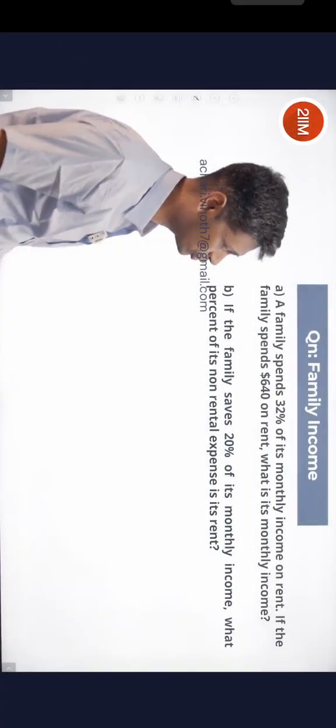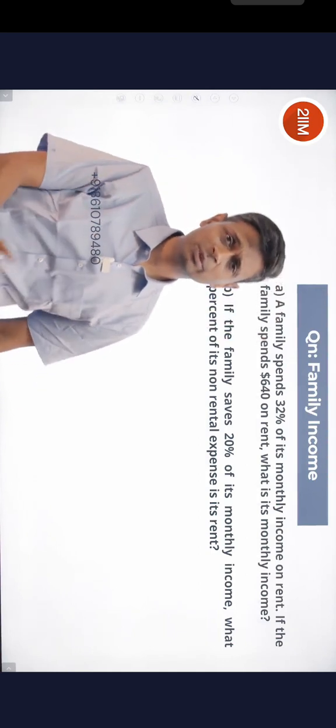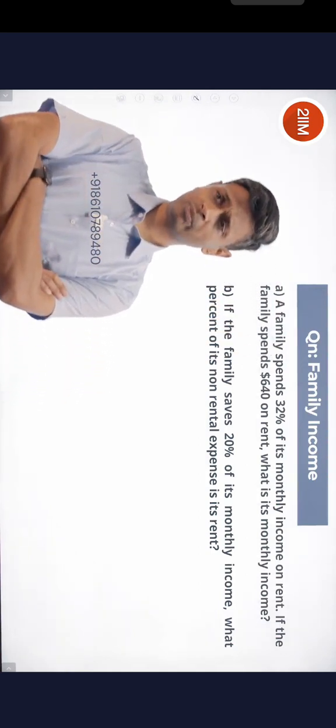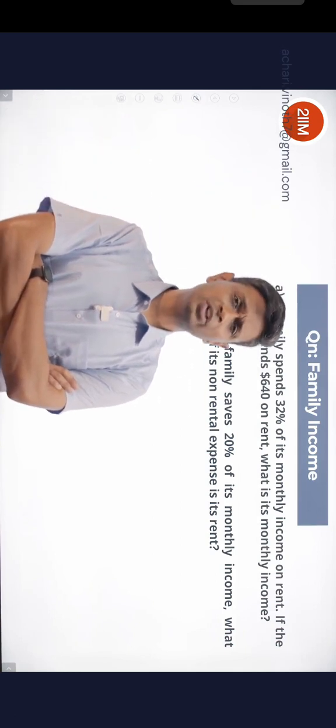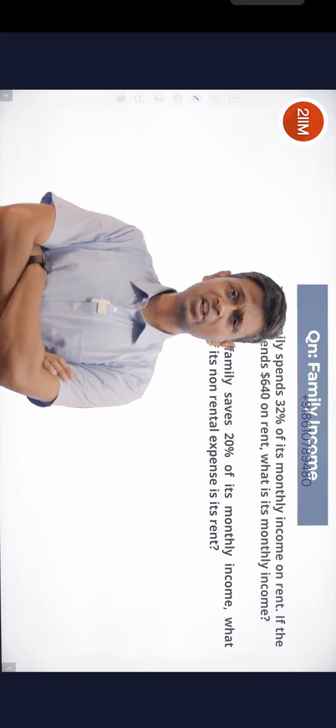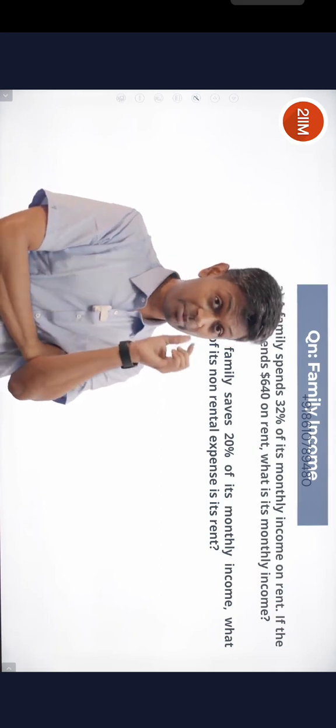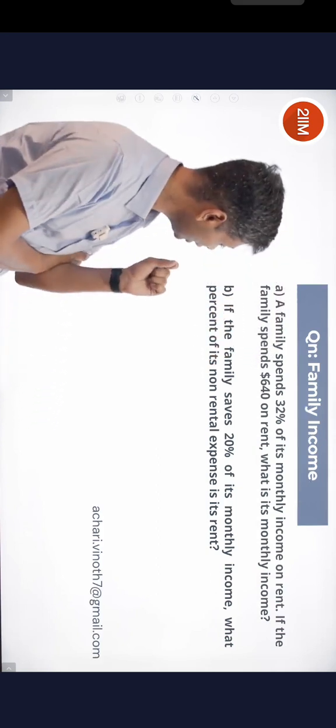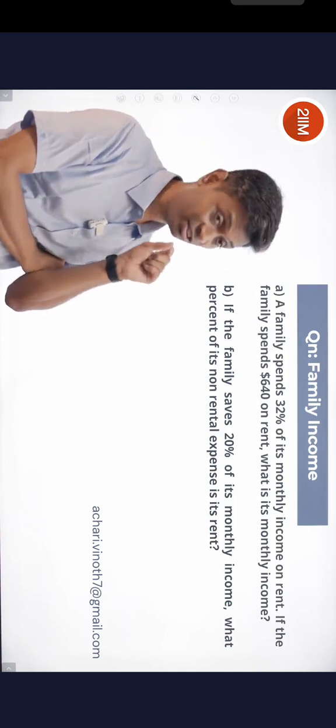Right? We'll do a bunch of questions. Try these two. We'll carry on. Beautiful question. Wonderfully challenging in a very simple framework. Not that very little data given, but it's crystal clear what they're trying to talk about. The framing is beautiful. What percentage of its non-rental expense is its rent?